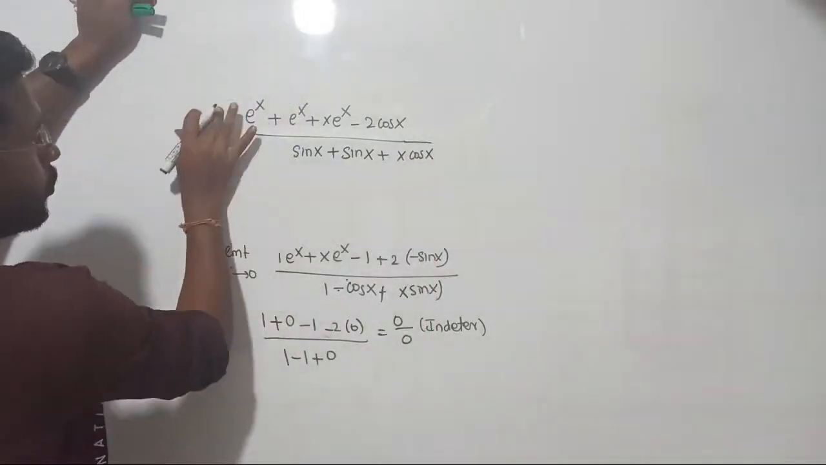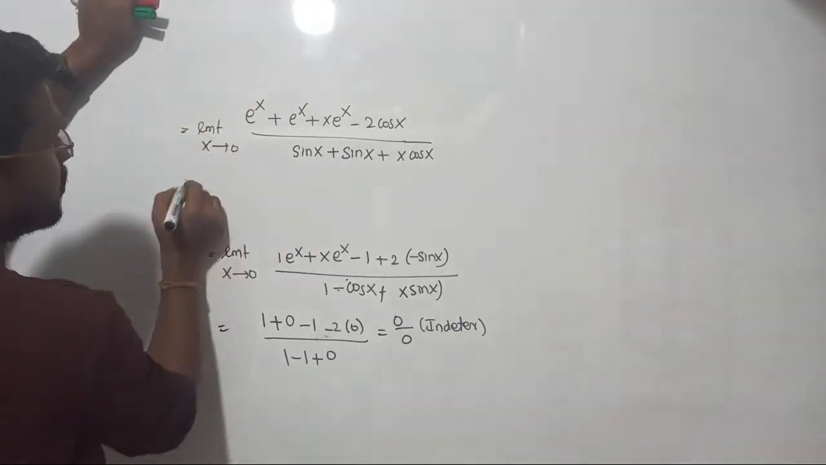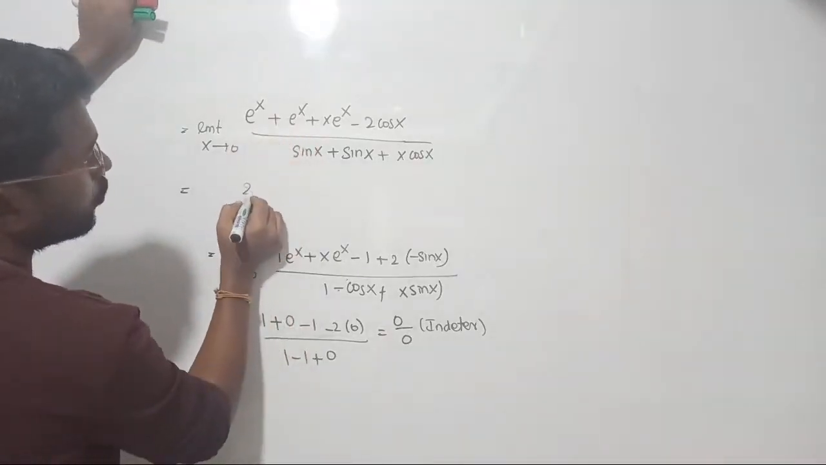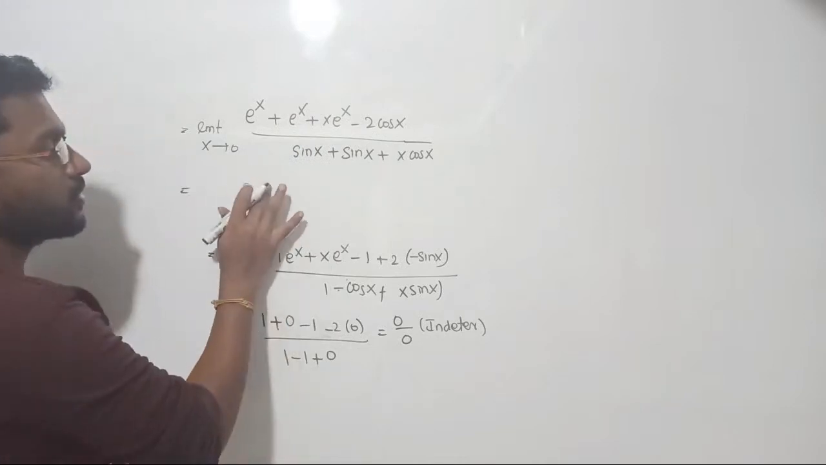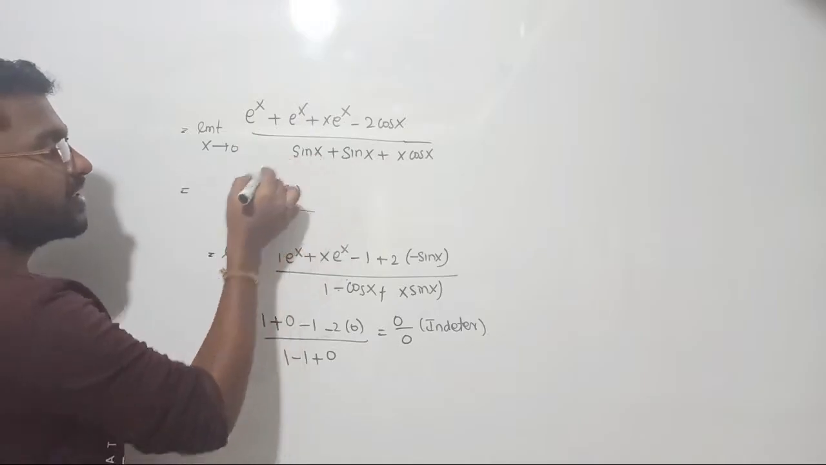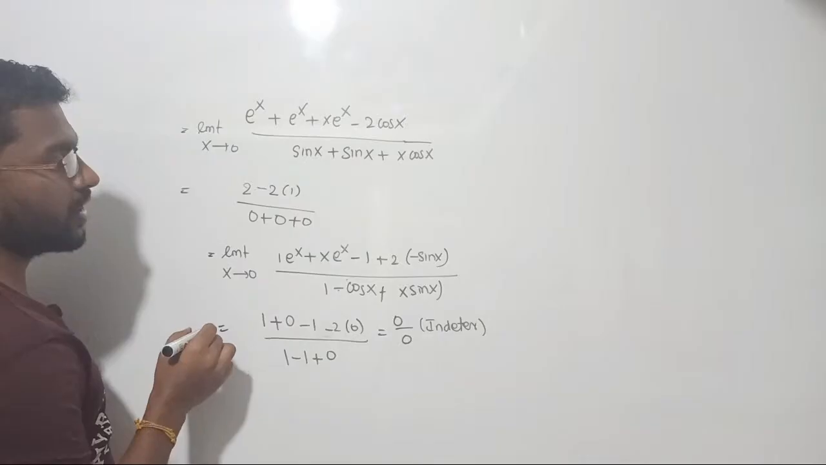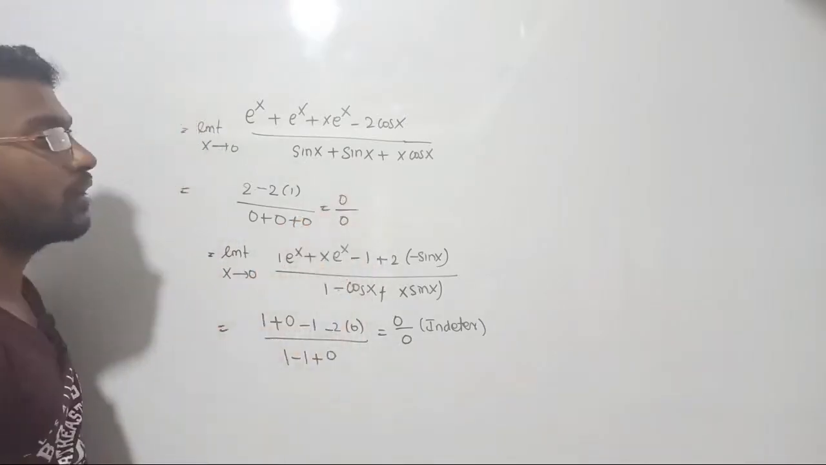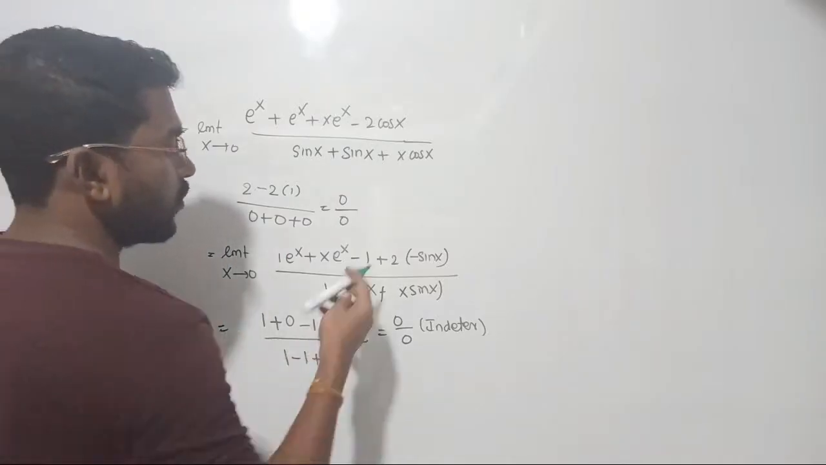Fine, let us substitute once again. The limit is x approaching 0, such that e power 0 will become 1, e power 0 will become 1, 1 plus 1 will become 2, plus this total term will be 0 because x equal to 0, minus 2 into cos 0, which also will become 1, upon sin 0 which is 0, plus sin 0 which is 0, plus total term will become 0, right? Such that once again we are getting the 0 by 0 form only. Proceed further, we have to obtain a determinate form, right?